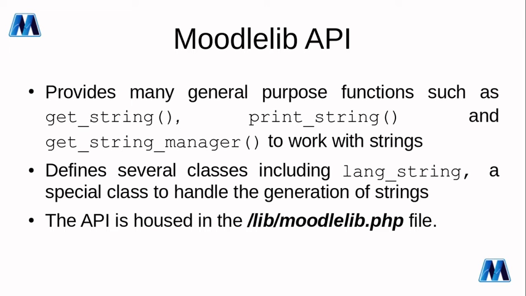For example, as related to strings, we've got get_string and print_string that we talked about. And to use the string manager methods, you would then call get_string_manager to get an instance of the class, and then you would be able to call the functions that I spoke about earlier. Okay, it defines several classes, including lang_string, a special class to handle the generation of strings. And the API is all housed in the moodlelib.php file in the lib folder.